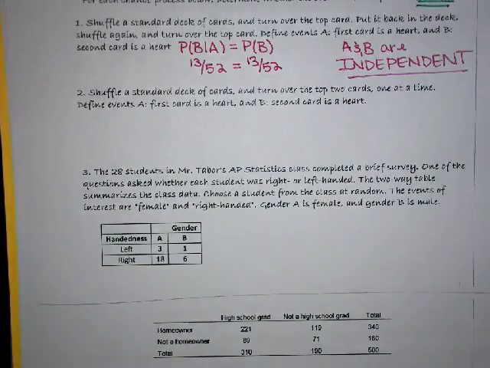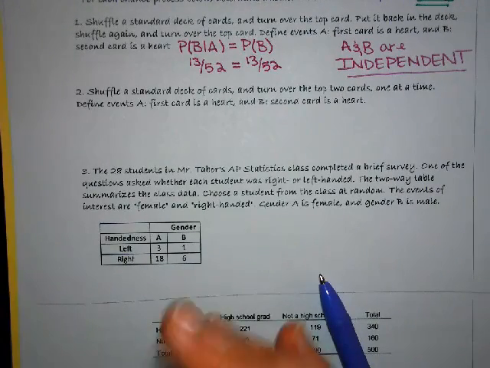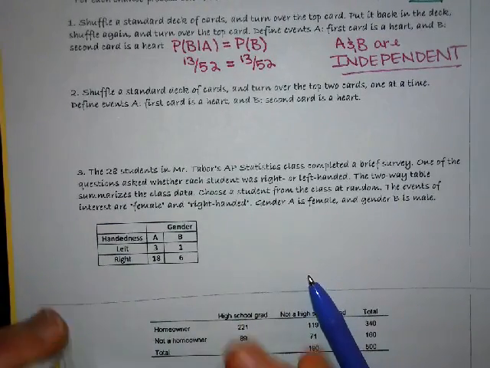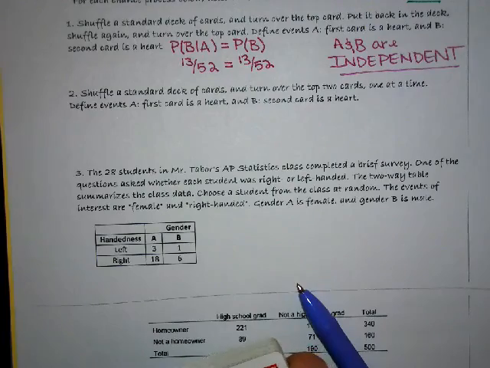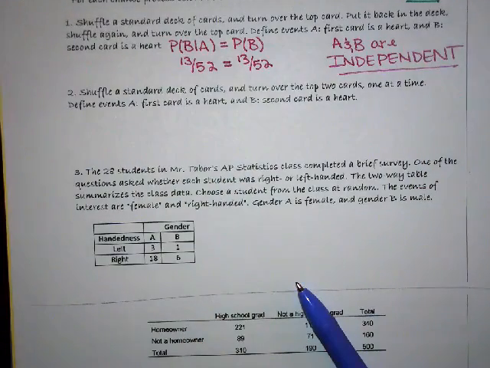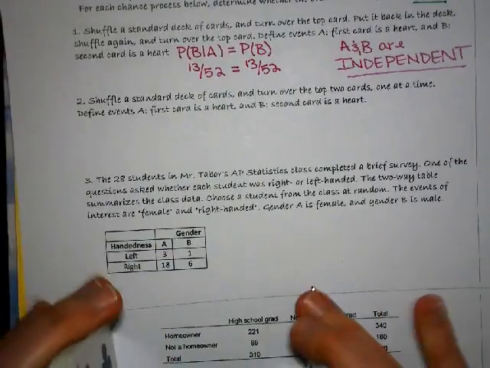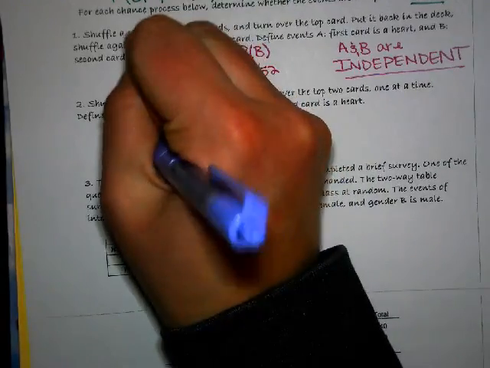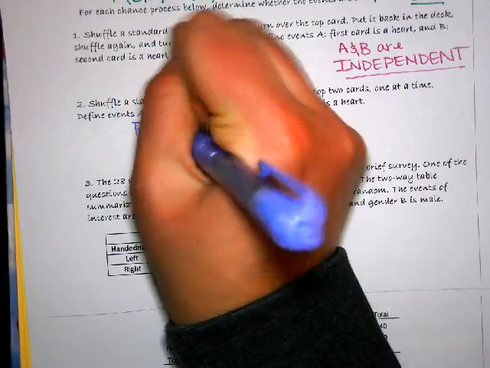All right, so still working with cards. So we're going to shuffle our standard deck of cards. We're going to turn over the top 2 cards one at a time. Define events A, first card is a heart, B, second card is a heart. So I have my deck of cards, shuffle them. So we want to see if the probability of B given A is the probability of B.